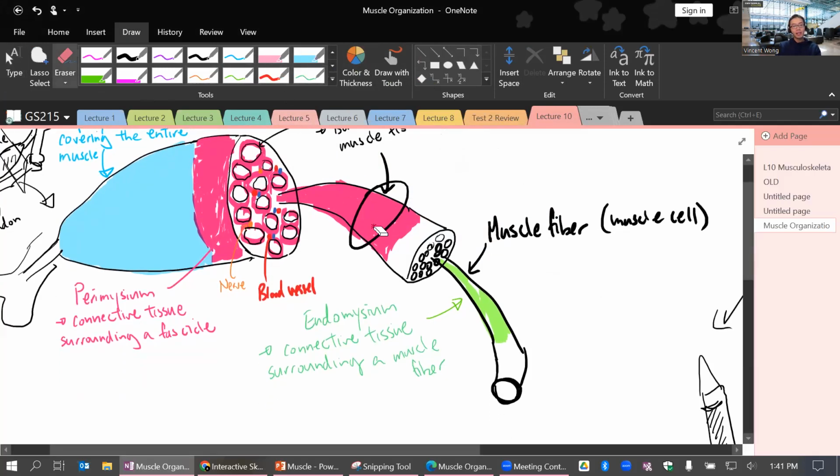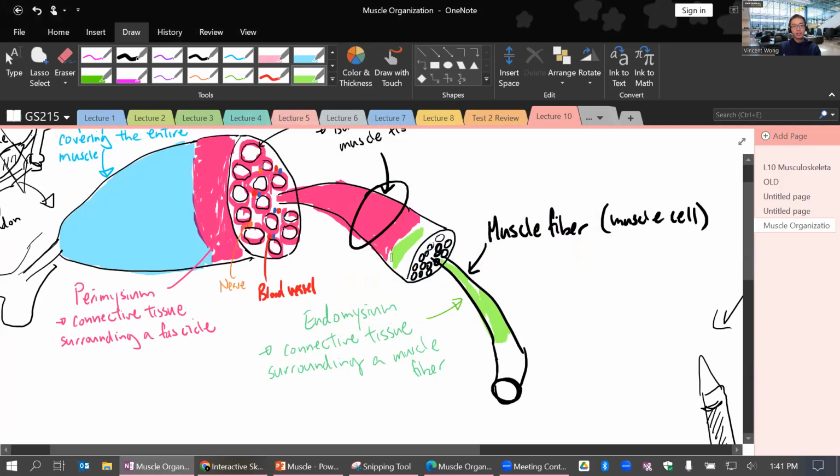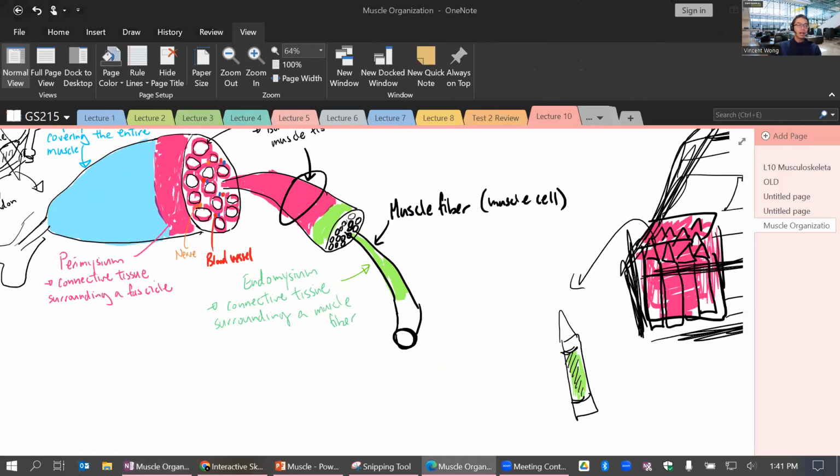So when you peel back the perimysium, you would immediately be staring at the endomysium, just like when you open the box here, you would immediately be staring at the paper wrapping of your crayon. So this is one cell here. Of course, since it is a cell, it would have all the structures of a cell.